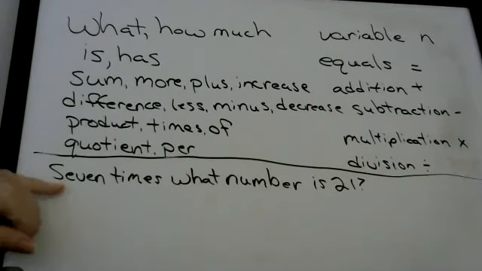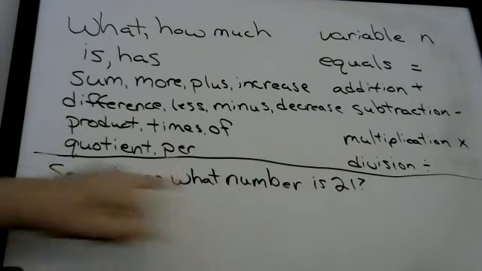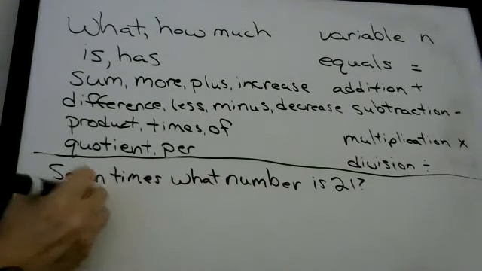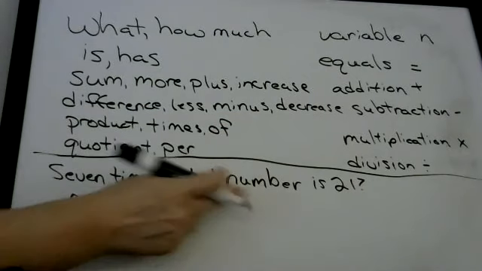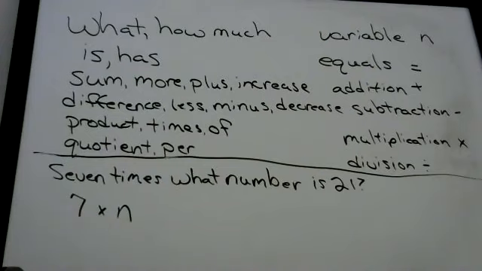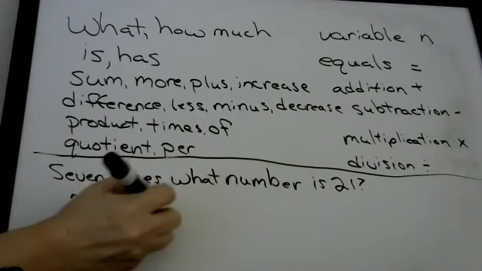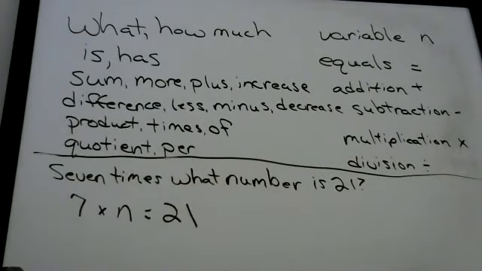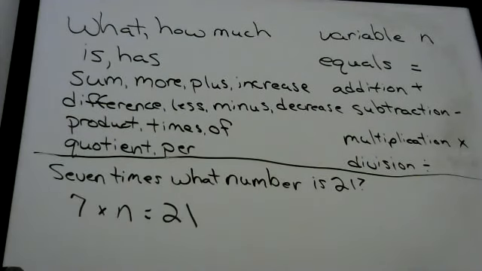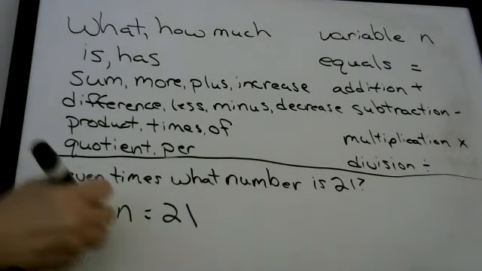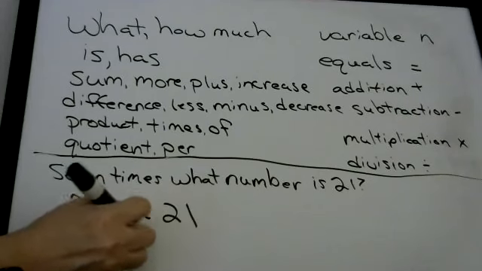For this one, it says 7 times what number is 21? So 7 times means multiplication. What number, that's our variable, equals 21? 7 times what equals 21? Again, we'll figure this out mathematically later, but if you think about it logically, what do you multiply by 7 in order to get 21? And the answer is 3.